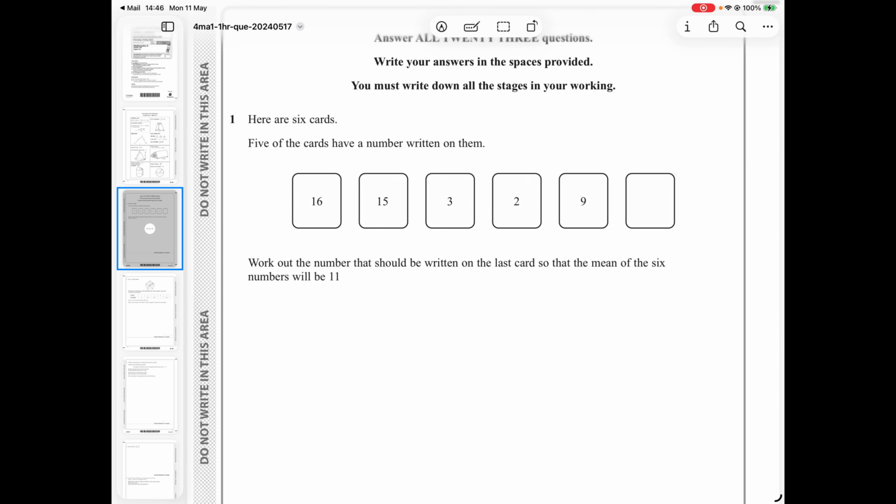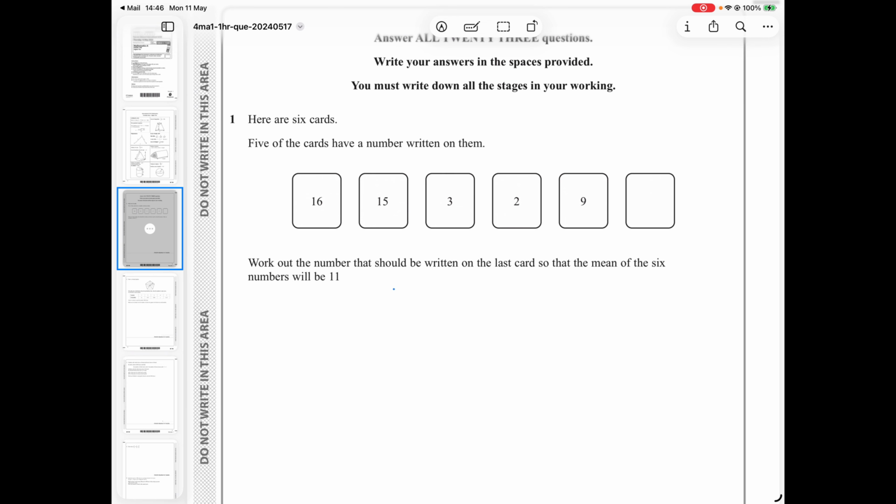This is a 2024 paper 1 for IGCSE, and here are 6 cards. 5 of the cards have a number written on them. Work out the number that should be written on the last card so that the mean of the 6 numbers will be 11.